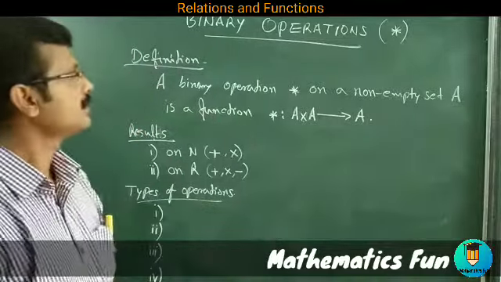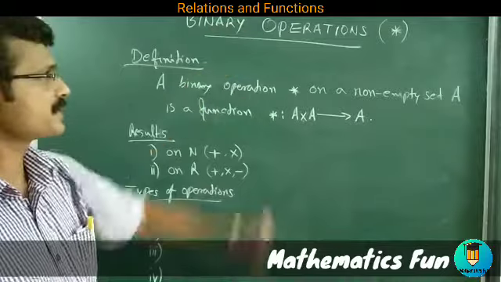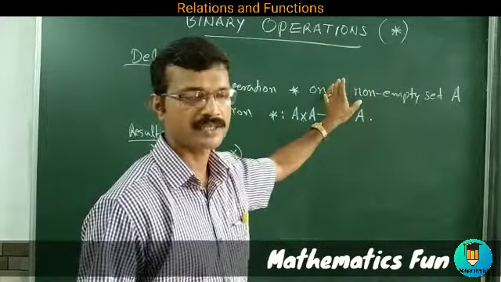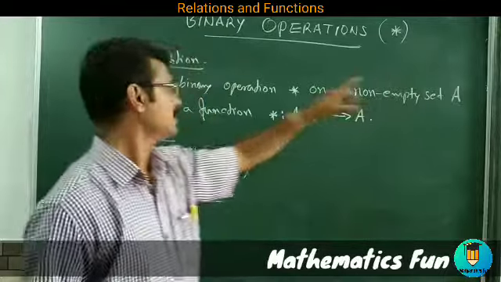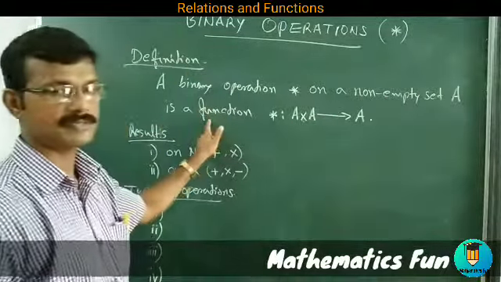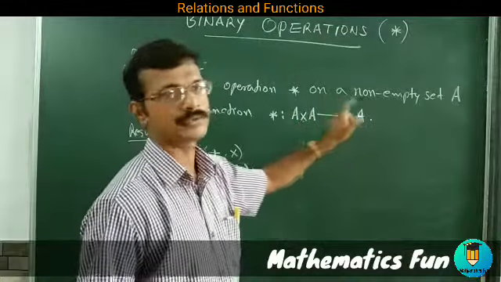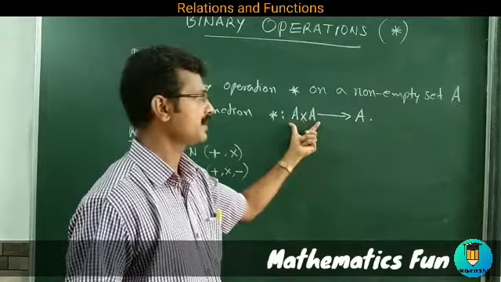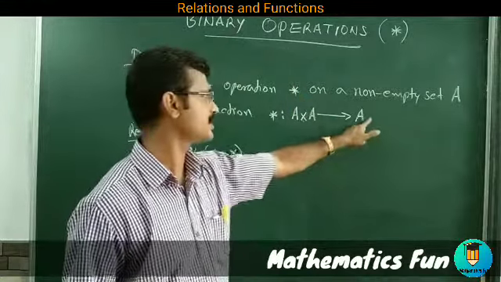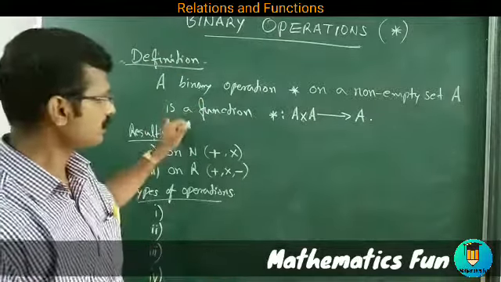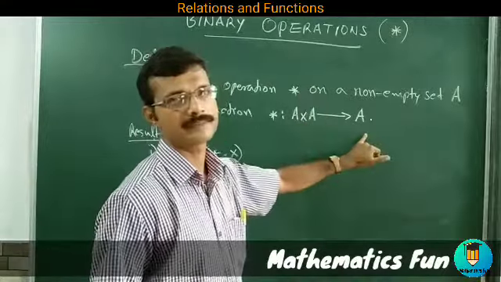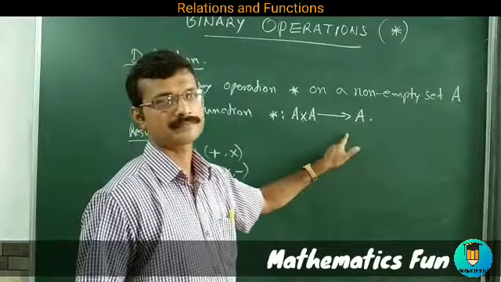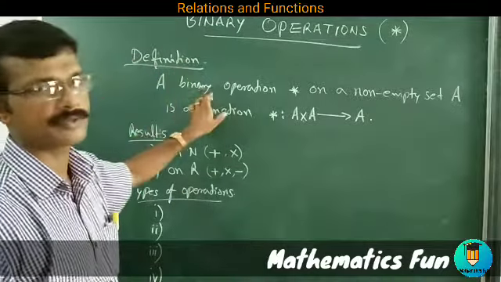Now, how can we define a binary operation? Definition: a binary operation star on a non-empty set A, defined on a set A which must be non-empty, is a function star from A cross A to A. That is, first you take the Cartesian product of the given set, so you get elements as ordered pairs, and they map to the same set A. It is a function from A cross A to A. This means when you apply the operation on the elements of A cross A, the answer must also belong to A. Only then can we say it is a binary operation.